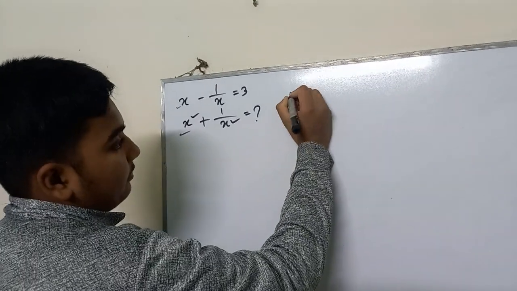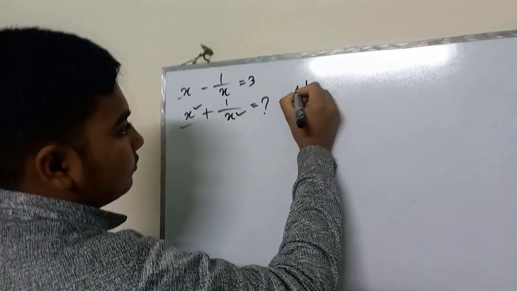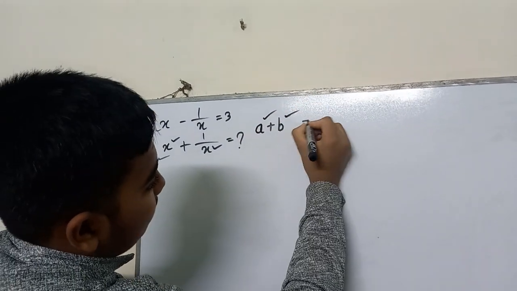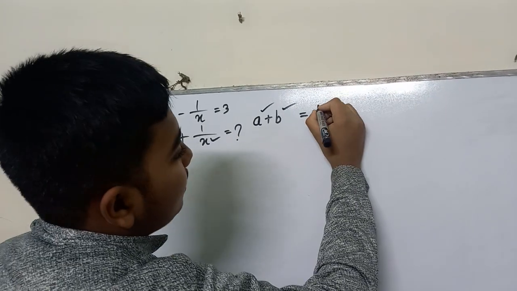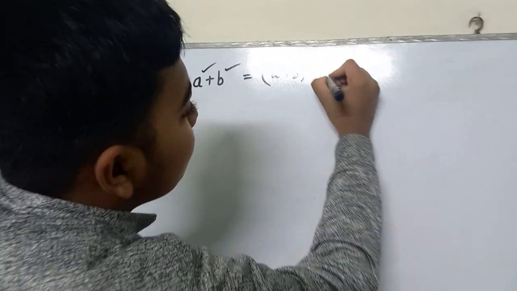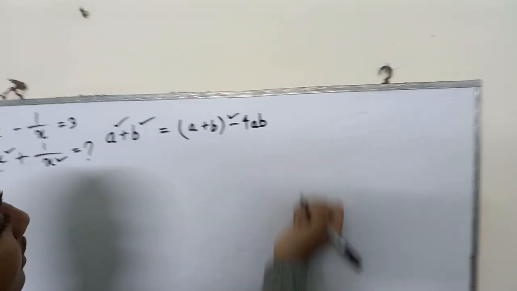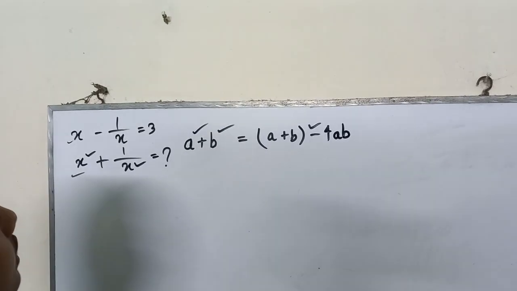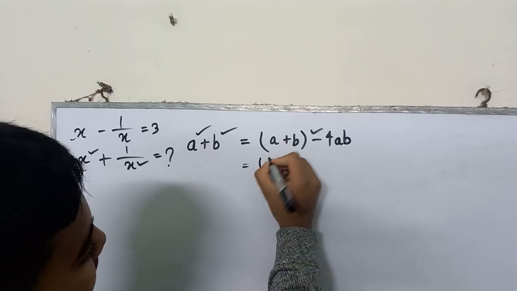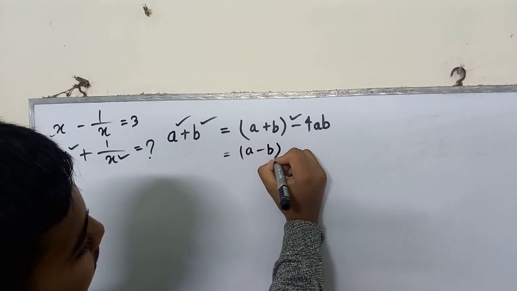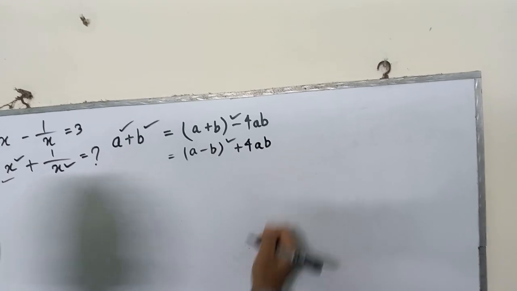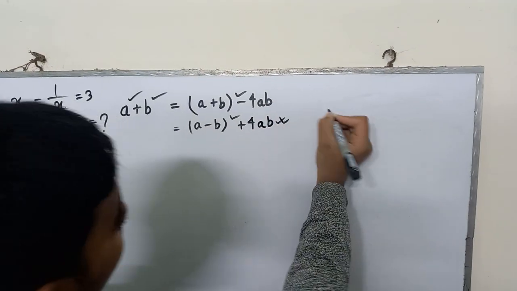The formula is this one: a square plus b square equals to a plus b whole square minus 2ab. Now this is one rule, and we can also use another rule for another question: a minus b whole square plus 2ab. And for this math we can use this rule.